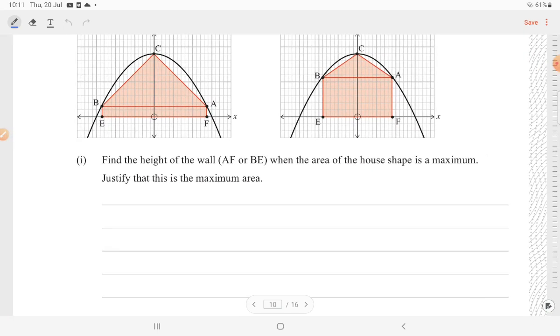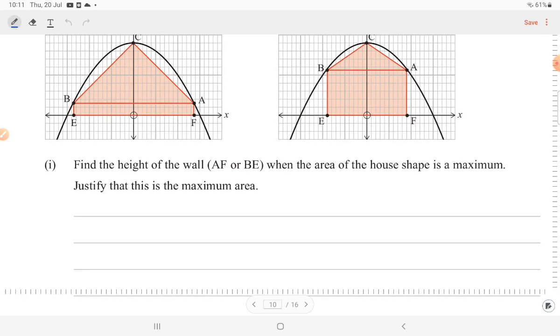So let's break this up into this part, this little rectangle, and this triangle.